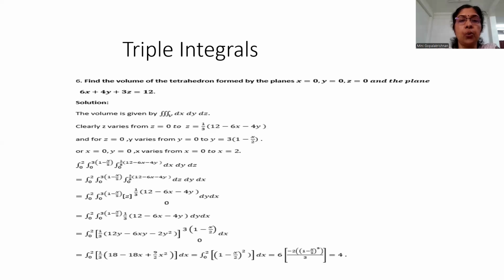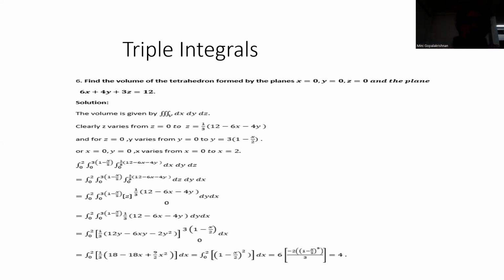Okay. Now, z integration is over, y integration is over. Now we are left only with the x limit. So in the plane equation, when z is 0 and when you put y is equal to 0, we are left only with the x variable. So that makes up 6x is equal to 12. So that will give us x value as 12 by 6. So the limit of x in turn becomes x is equal to 0 to x is equal to 2.